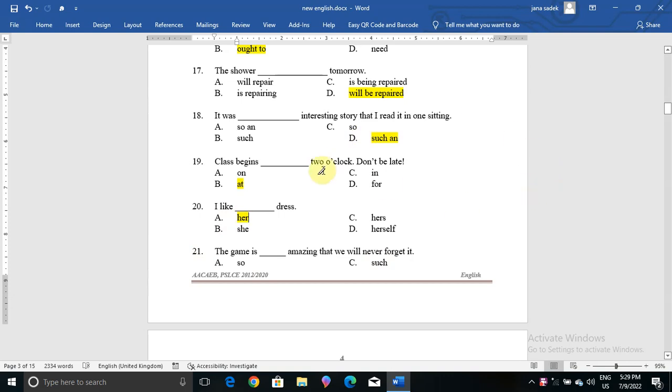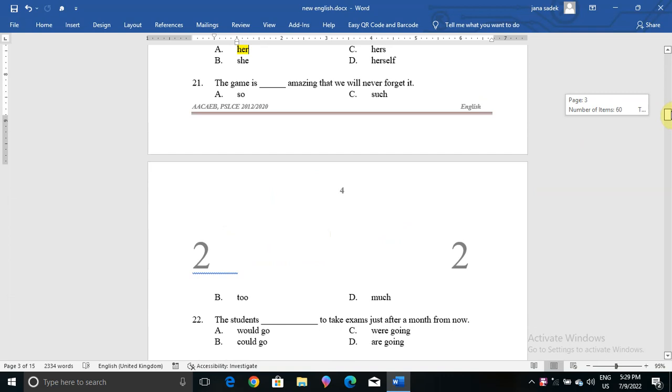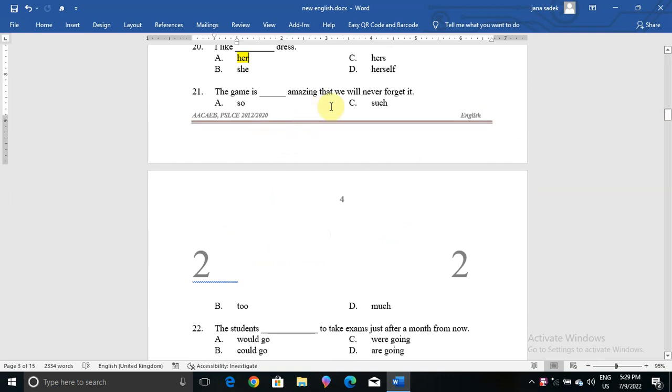Now question number 21 says, the game is dash amazing that we will never forget it. The game is dash amazing that we will never forget it. So, such, too, or much. It will be so. Why? Because we will never forget it, and the game is so amazing. The game is so amazing.